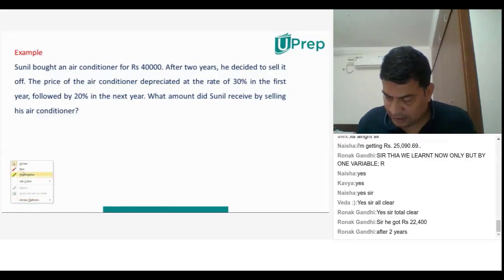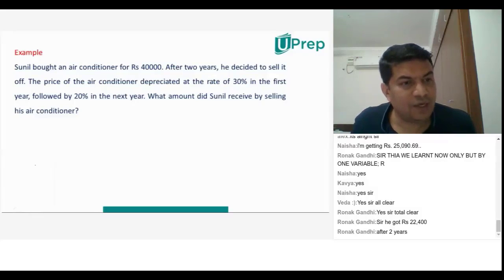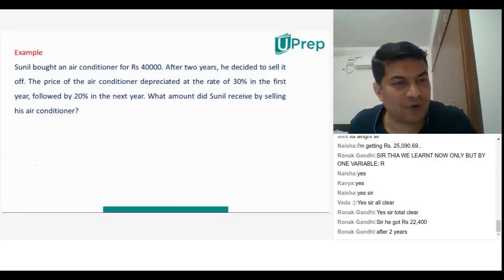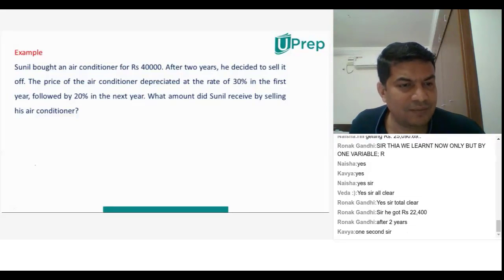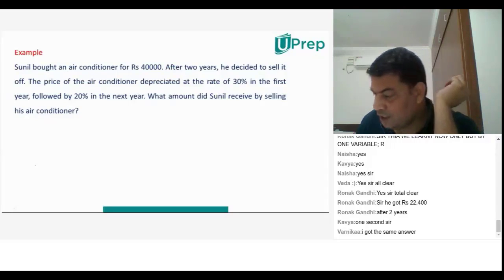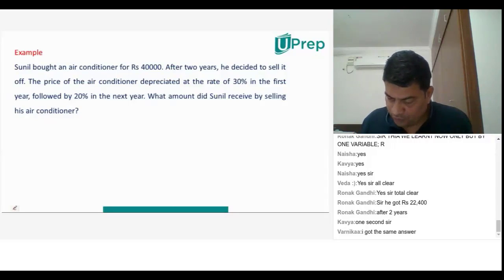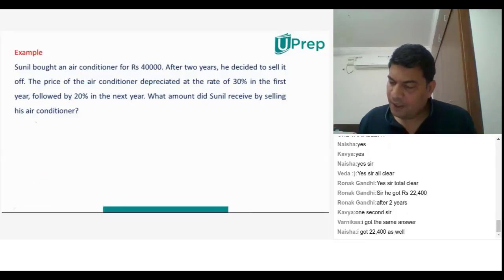What about others? I only see Ronak solving quickly and putting the answer. What about others? I need answers. Even if it is the same answer, please mention. Good, good. So I'm sure most of you might have solved it this way.